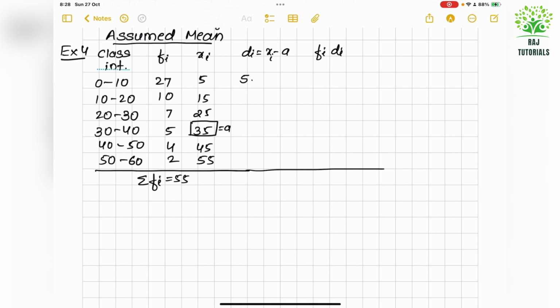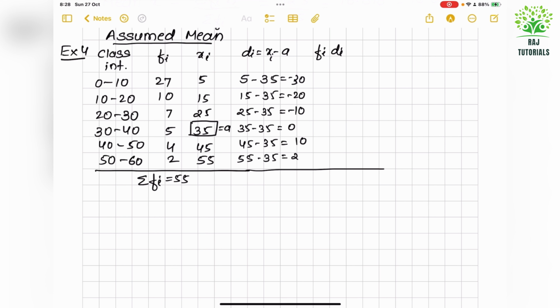So xi, 5 minus 35 is, so that will be minus 30. Then 15 minus 35, so minus 20. Then 25 minus 35, so that is minus 10. 35 minus 35, so that will be 0. 45 minus 35, that is 10. And 55 minus 35, so that will be 20.